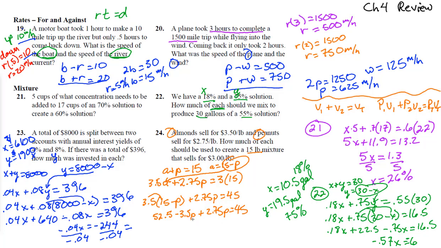These two go together, and we get negative 0.75P equals, subtract that over, we get negative 7.5. All right, so divide by negative 0.75. This one's nice. We don't even need the calculator for 0.75, and we get P is 10. Wow, P is 10. So 10 pounds of peanuts, and that means the almonds have to add up to the other 15, so it has to be 5. So 5 pounds of almonds and 10 pounds of peanuts. Excellent.